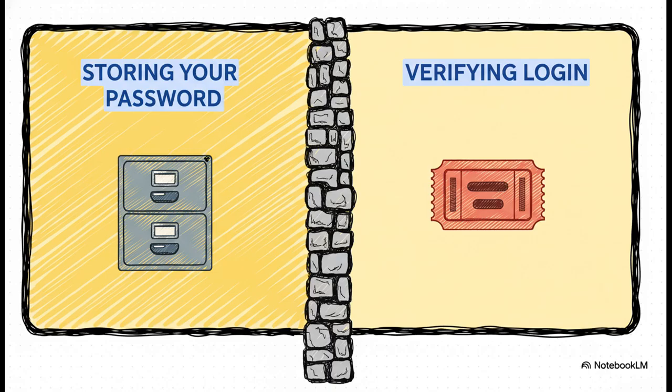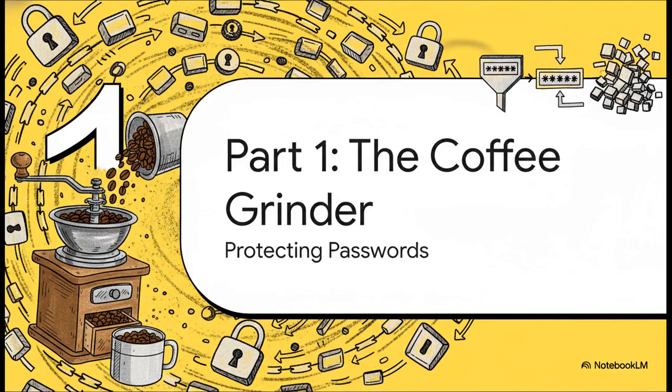They're like apples and oranges. So naturally, they need two completely different solutions. Let's tackle that first one, storing the passwords safely. To really get our heads around protecting passwords, we need to talk about a process called hashing. It sounds complicated, but the core idea is actually super simple. And the best way to think about it is with a coffee grinder.